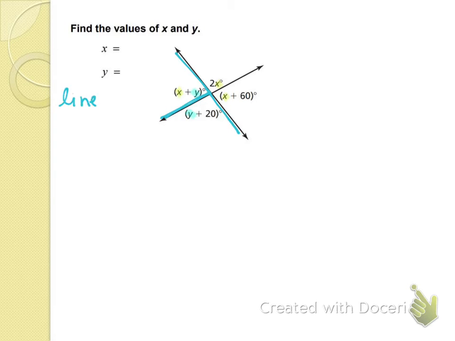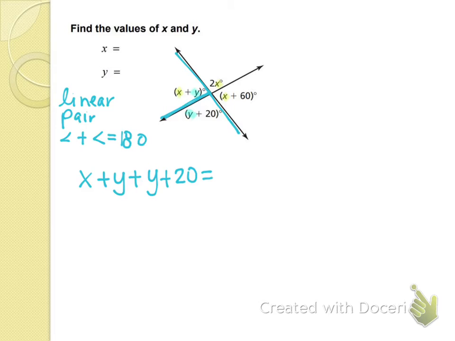So they're a linear pair, which means you end up taking the angles, adding them, and making them equal to 180. So it'd look like x plus y plus 20 equals 180. But what's the problem with trying to solve this? It's not going to give you an answer. You've got an x and a y.